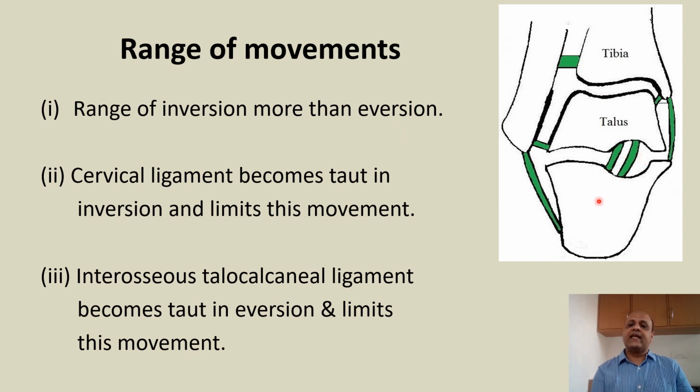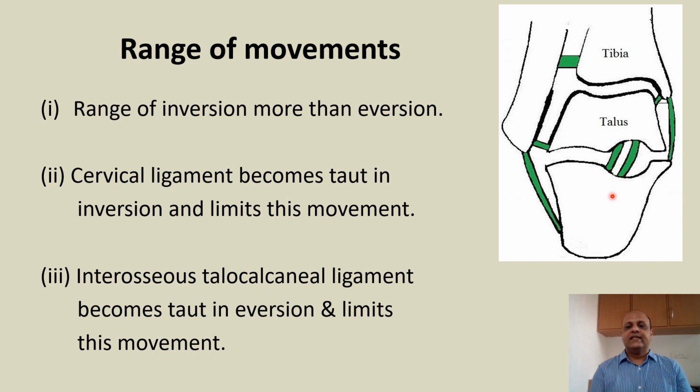So here in this diagram, which we did when we did the ankle joint, we can make out the talus, the tibia, the lateral malleolus, the medial malleolus of tibia. We can make out the calcaneum. So I want you to focus on two ligaments here. This one is the cervical ligament, while this one is the interosseous talocalcaneal ligament. So these are two ligaments which are binding the talus with the calcaneum.